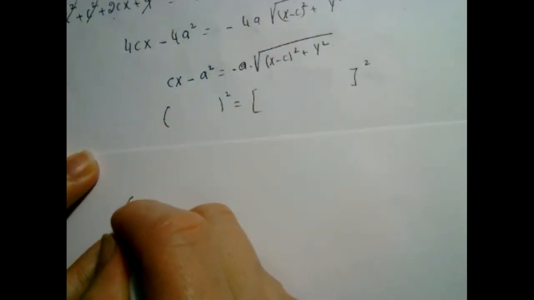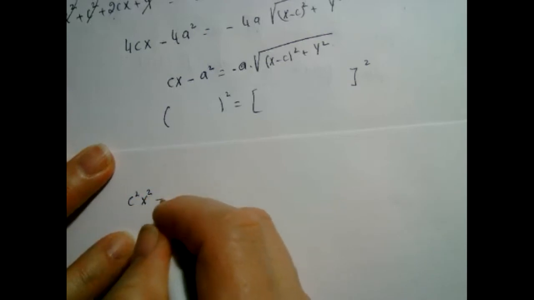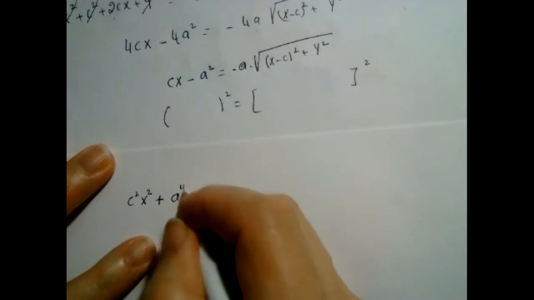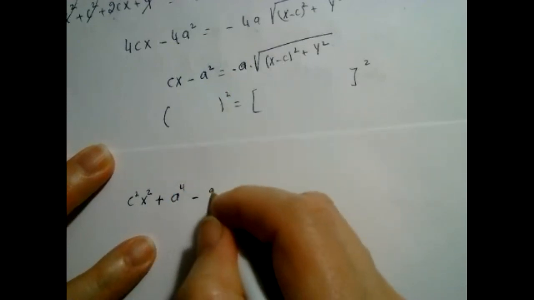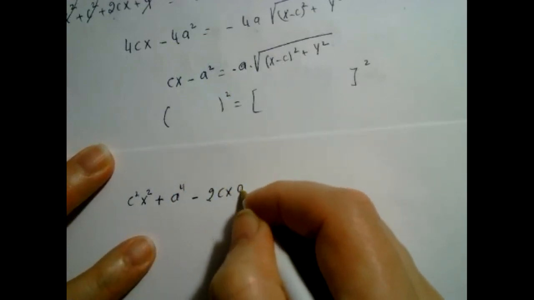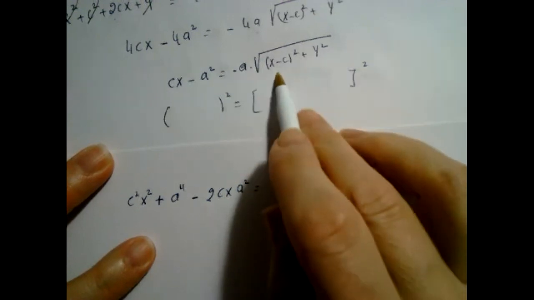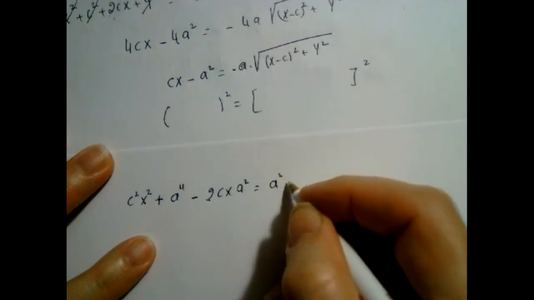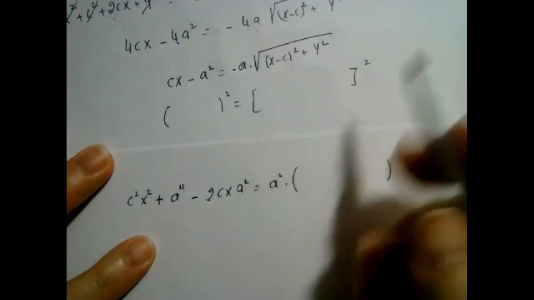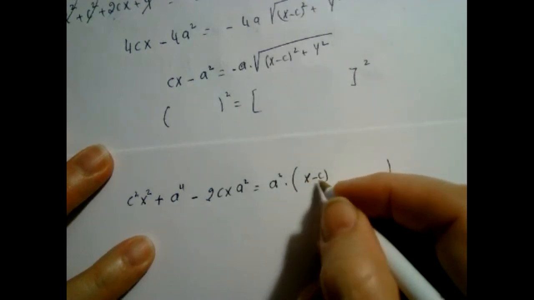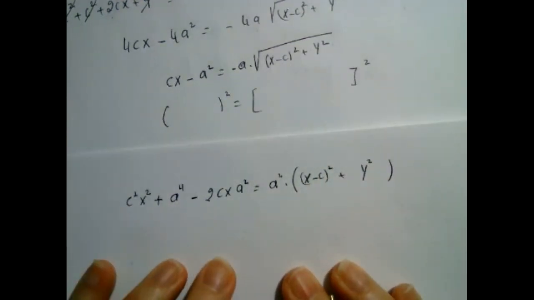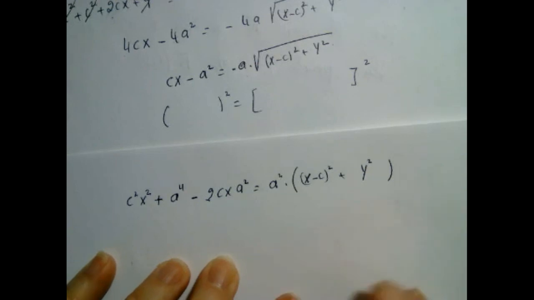So I will have c squared x squared, right? Plus a to the 4, minus 2cx a squared equal. When I square this, I have to square the a, and then this term here is gone by now, no more square root. Okay, so stay with me, because if I make any mistake, I'll mess up the whole equation.